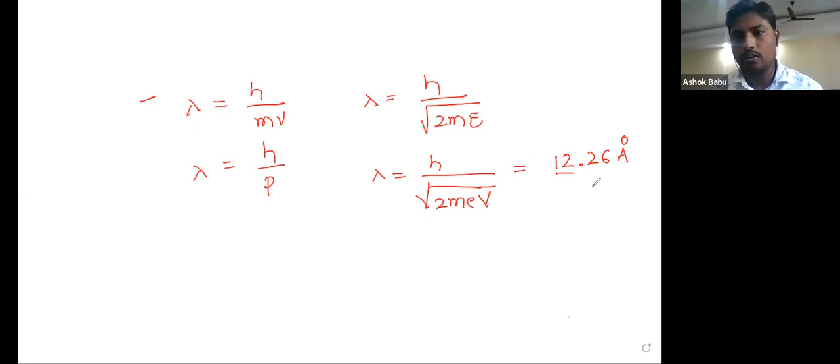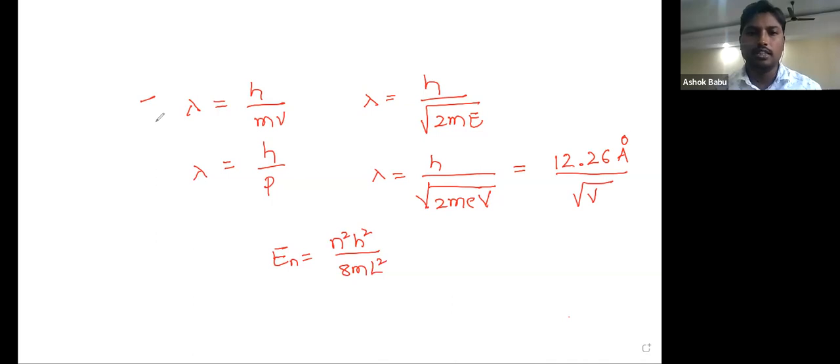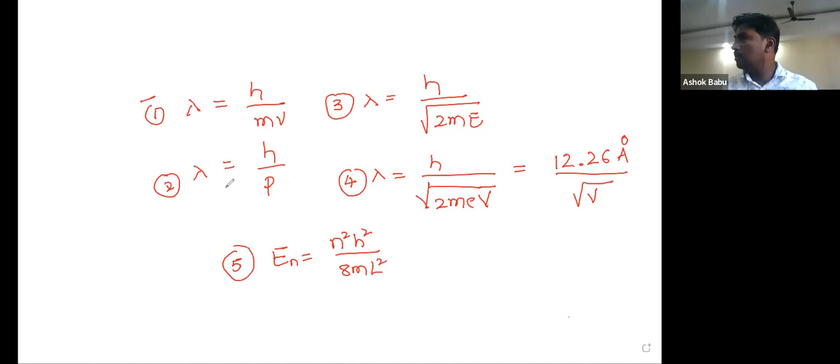Including that, we are using the energy formula also to solve the problems. E suffix n equals n square h square by 8mL square, where n is a quantum number, h is the Planck constant, and L is the width of the potential well. These are the formulas we are using to solve the problems. We don't have a problem on lambda equals h by p, momentum. These 5 formulas only we are using. Now I'm going to the problems.